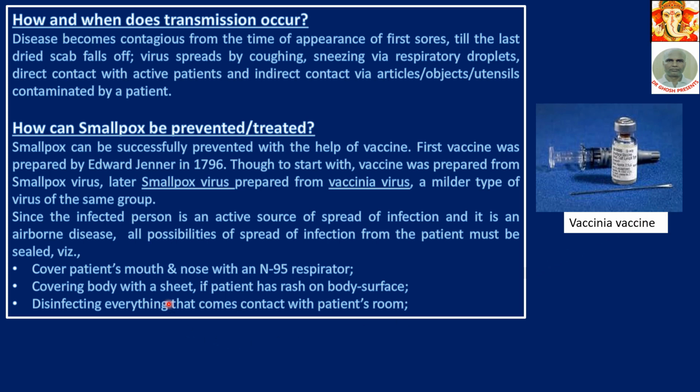However, the steps of preventive infection control are discussed. Cover the patient's mouth and nose with an N95 respirator. Cover the body with a sheet if the patient has rash on the body surface, because from the rash the infection is disseminated via air. Disinfect everything that comes in contact with the patient's room.